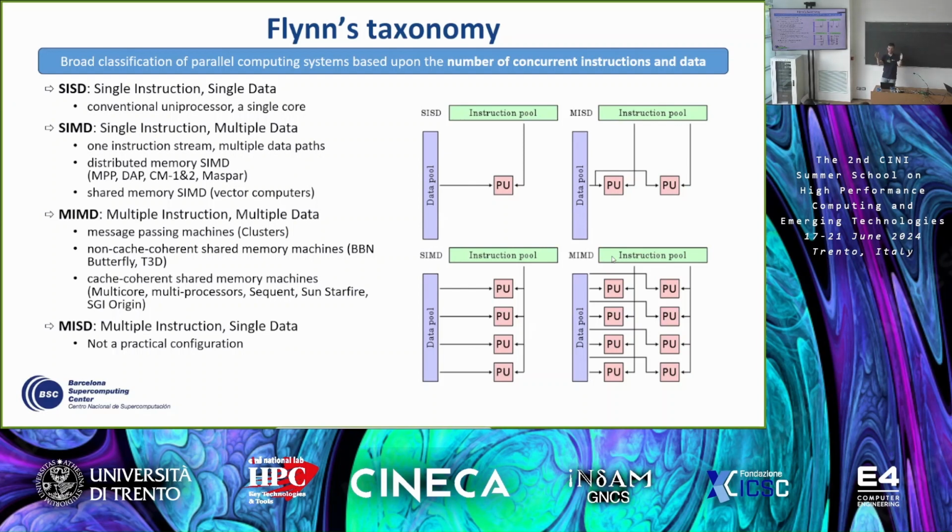So you see the matrix, right? If I move to the right, I add multiple instructions. If I move to the bottom, I add multiple data. If I combine both of them, I have multiple instruction, multiple data. So what we will talk about mostly today is this one, SIMD, single instruction, multiple data.